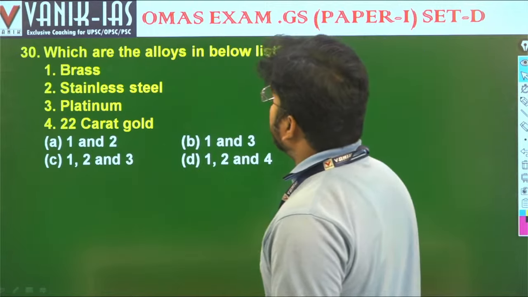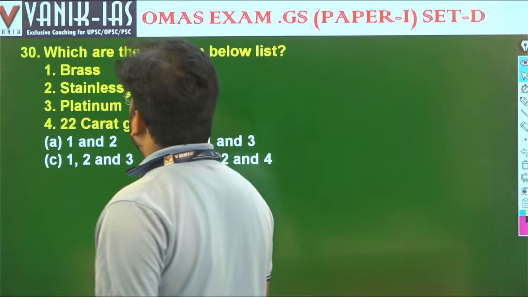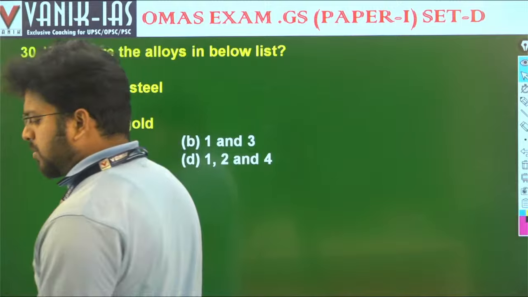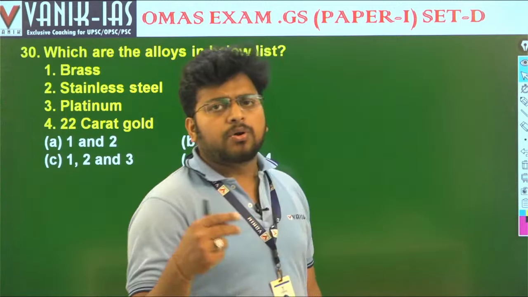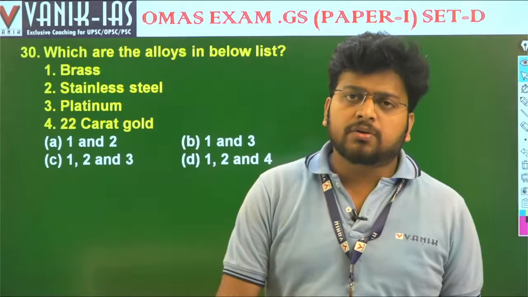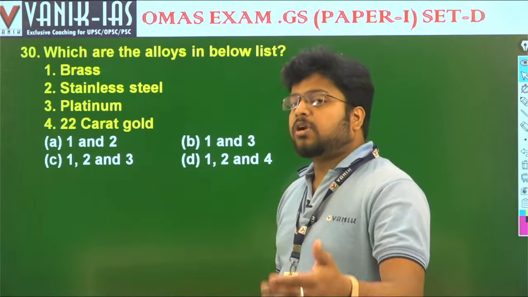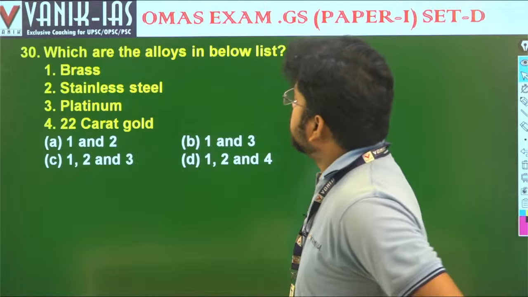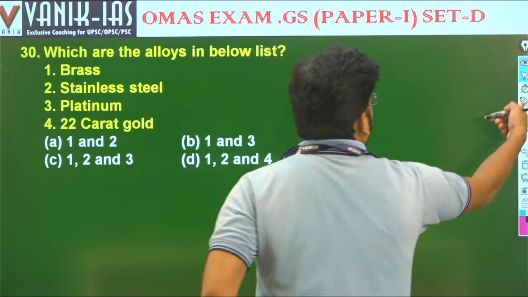Then which of the alloys below, which are the alloys in the list: brass, stainless steel, platinum or 20 karat gold? If you have a simple idea that there are two types of gold, 22 karat gold and 24 karat gold. 24 karat gold is the top level. That means in 22 karat gold something is added to it, so some alloys are added to it. So obviously it is not the answer. This is wrong.